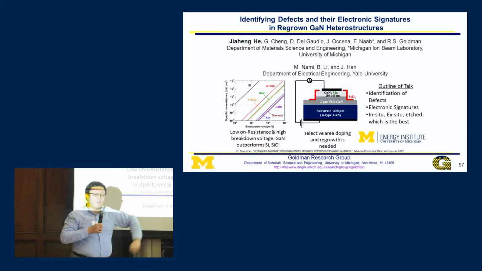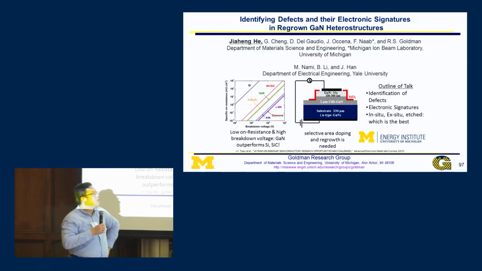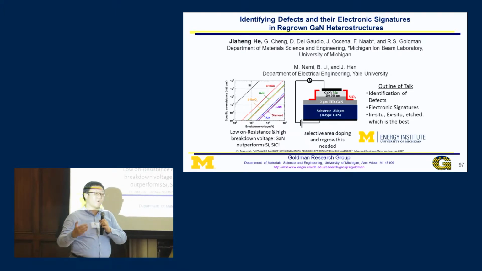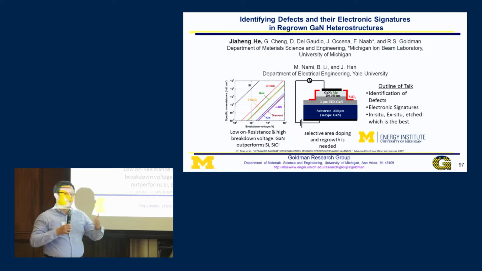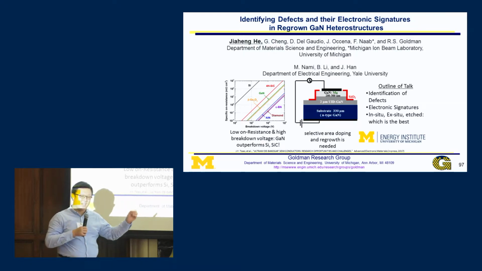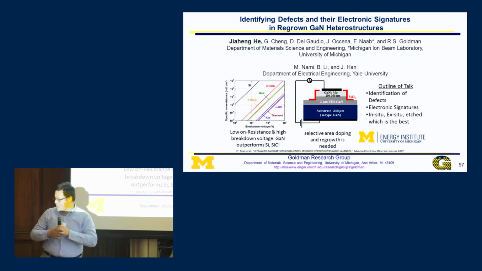So today my outline of the talk is going to be in this part. First of all, I will identify defects, meaning there are different ways to make those structures and how they can affect overall performance. I'm also going to study electronic signatures, which means how they actually perform in real life, and I'm going to tell you which one is the best. I have three different ways: in-situ, ex-situ, and etched. Remember those names, we'll come back to them in a minute.